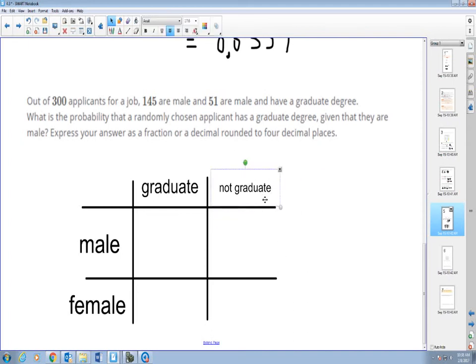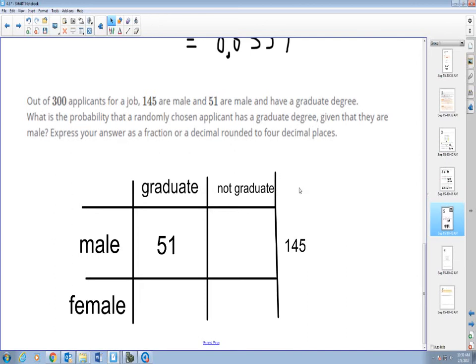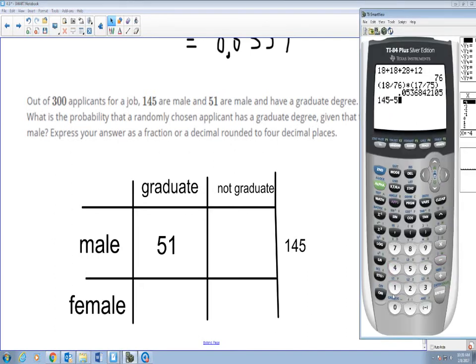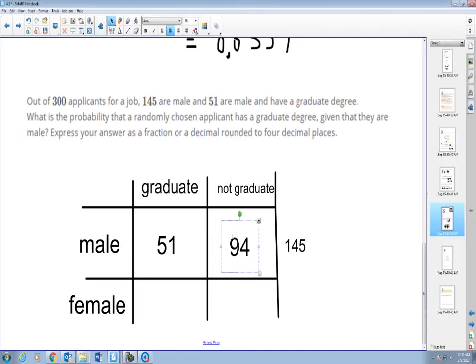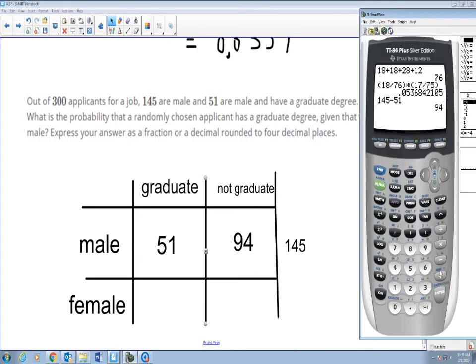So let's see what we got. 51 are male and have a graduate degree. Male, graduate degree, 51. So right here in this box, 51. And there is something about 145 are male. So the total number of males on the outside is 145. If I subtract the two, 145 minus 51 gives me 94. So that means there are 94 who do not have a graduate degree. Well, there are 300 applicants. So how do I figure that? 300 applicants minus the 145 male, that means the rest of them are female.